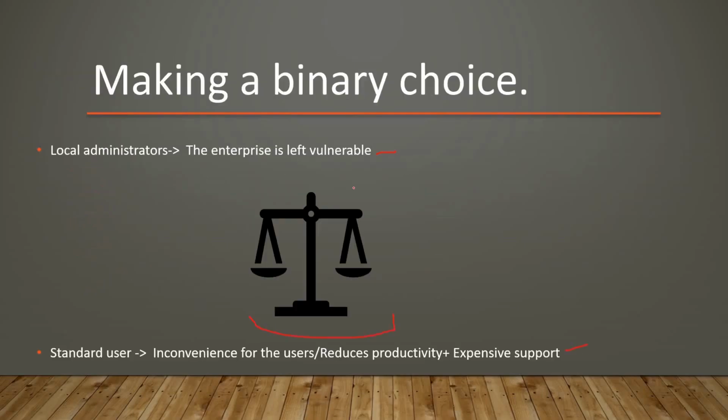So what EPM is trying to do is maintain that balance. EPM is trying to make sure that the end user is not an admin on the machine, but they are not a standard user all the time either, because if they are a standard user, then the user complains that they are not going to be 100% productive. So EPM is trying to find a middle ground here by implementing a least privilege model.